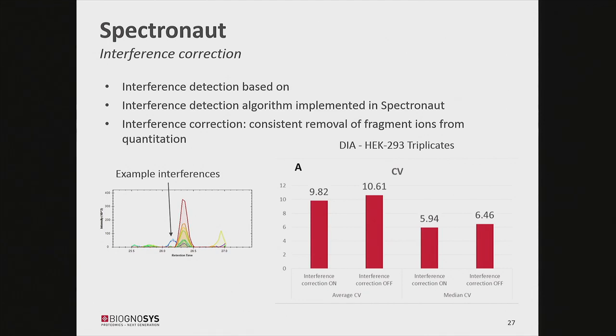If you enable the interference correction, it will consistently remove some fragment ions that show interferences in some of the runs. And it will do this, of course, consistently across all the runs, such that quantitation is okay in the end. And if you enable this option, you can see that the CVs go down for both median and average CVs, so you gain a few % of precision, which is nice.